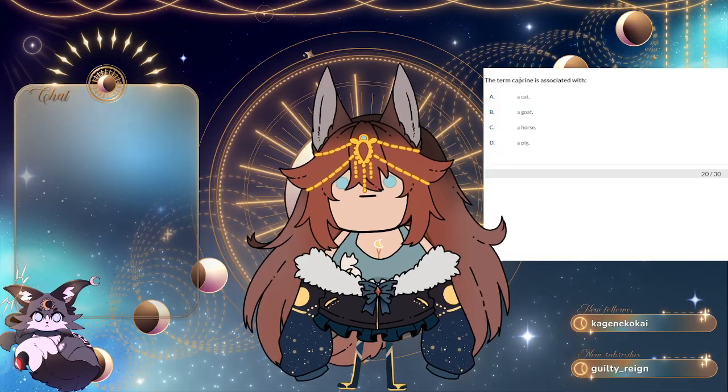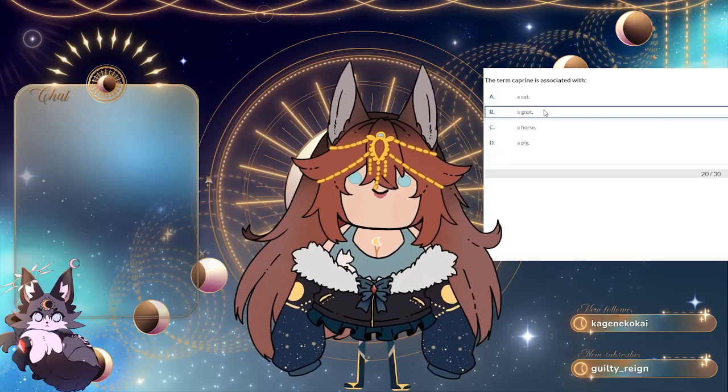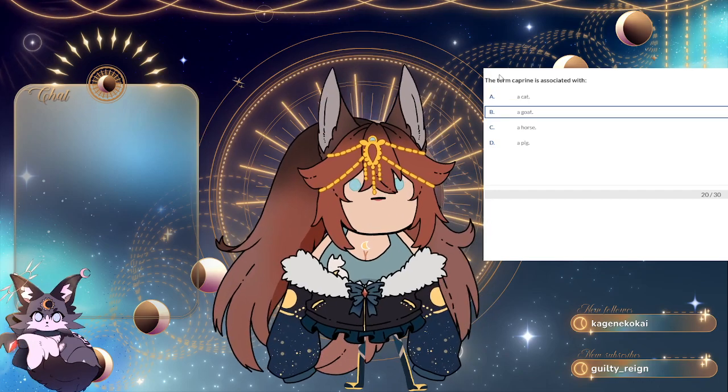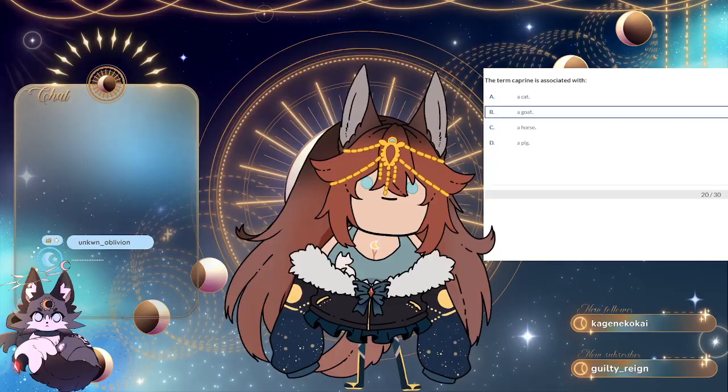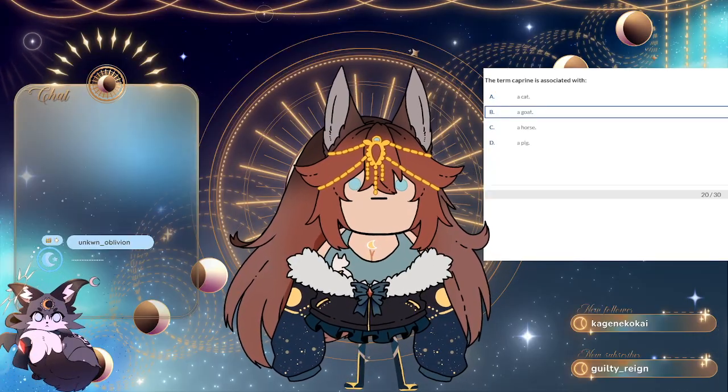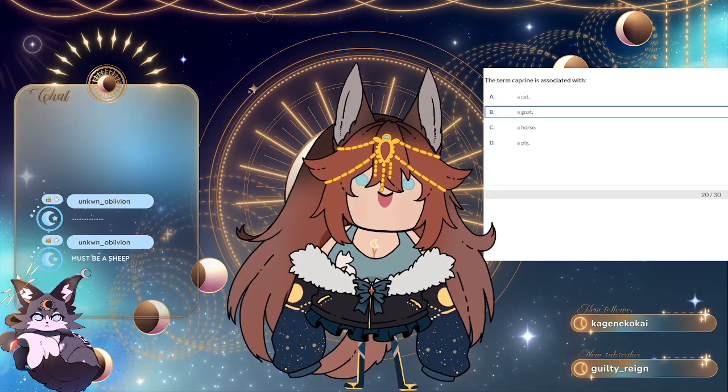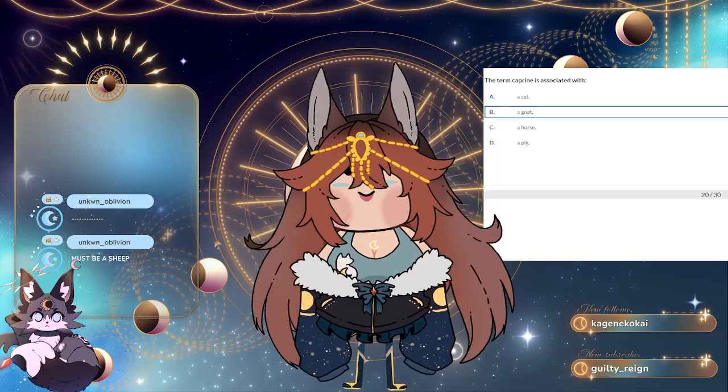The term caprine, we were just talking about that. It's a goat. Okay? I swear on my life, it's a goat.